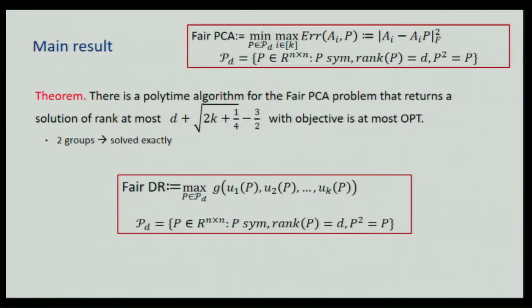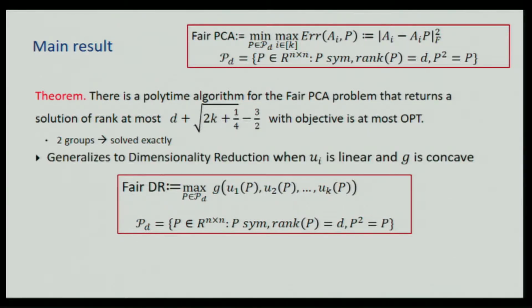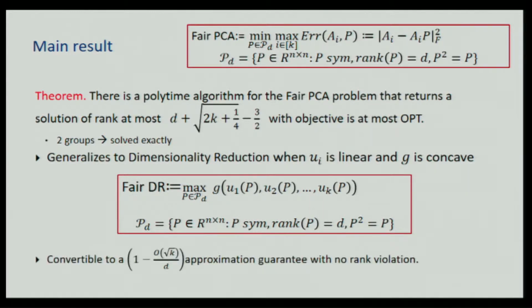So this is d plus square root k. And this already implies two groups is solved exactly because this number is less than 1 when k is 1, and when k is 2. And then this also generalizes to fair dimensionality reduction under this concavity, u is linear, g is concave condition. So this is sort of the main algorithmic theorem here.